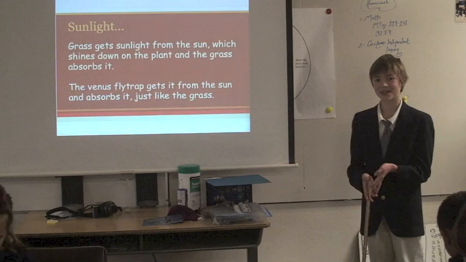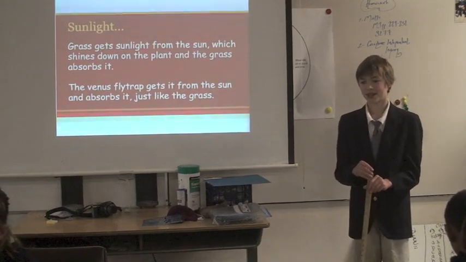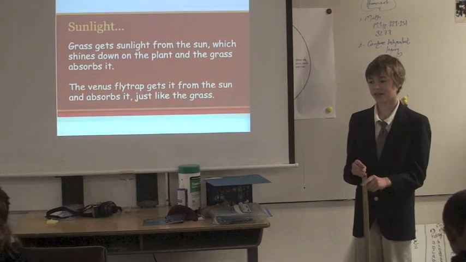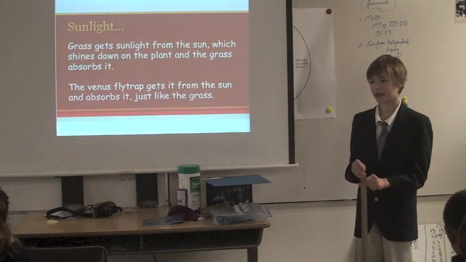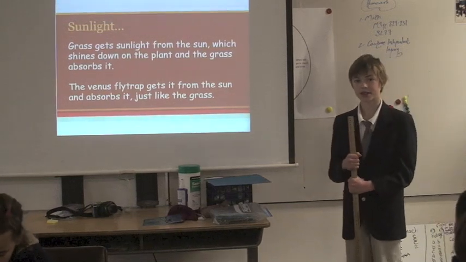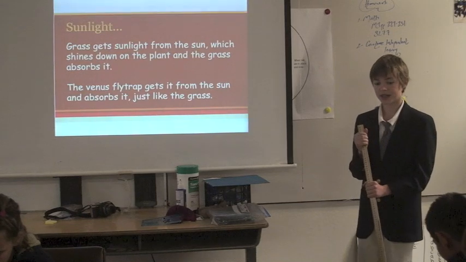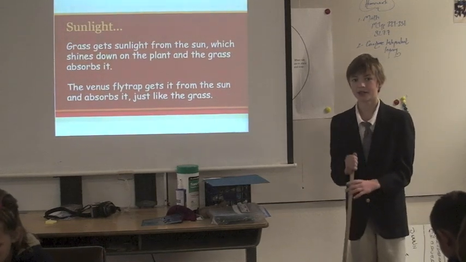The grass gets its sunlight from the sun, and so does the Venus flytrap, and they kind of absorb the sunlight using their stem. It's like a special kind. That's what the grass does basically, and so it absorbs it into its body.